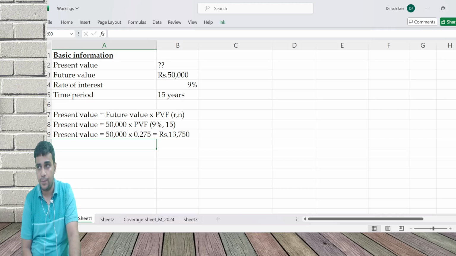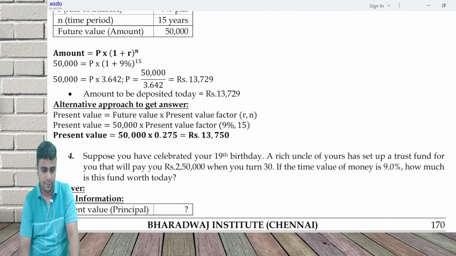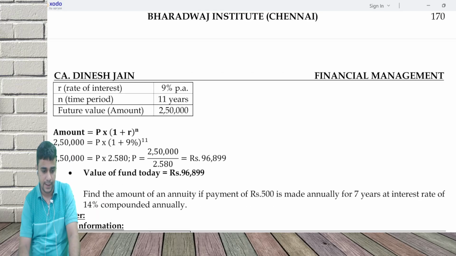Clear? Can we proceed? A fairly simple, straightforward calculation just to explain the concept. Purpose is to understand the concept clearly. Any doubts on this? Can we proceed? Fourth one we have done already. That is that other example.